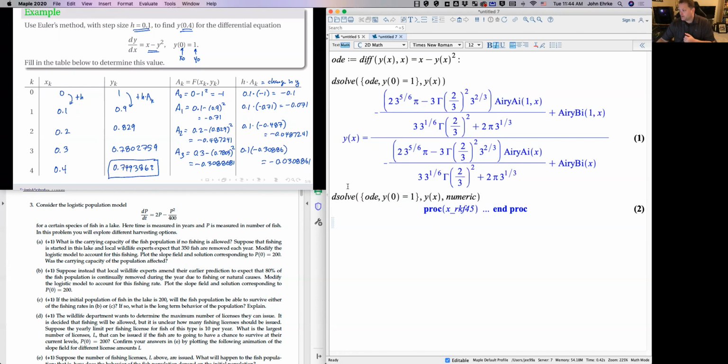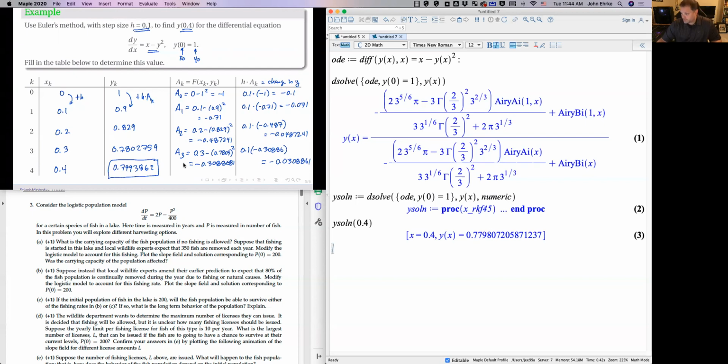All right, so I'm going to call this procedure y solution, and I'm going to ask, what is the procedure when x is 0.4? It tells me that when x is 0.4, it returns a y value of 0.7798. So you can clearly see we're a little bit off, right? We're about 0.03 off after 4 steps. Okay, that's not terrible.